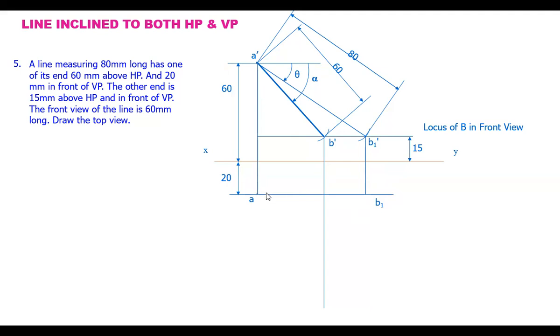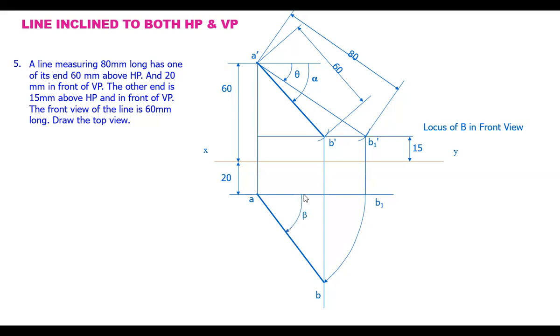Our observation is AB1 is constant throughout, because it is making only angle theta with HP. So AB1 is the length of the line in the top view. With AB1 as radius and A as center, we draw an arc here, intersecting this projector at a point B. So AB is known. We got A, B. Join these two. That is the final top view of the line.